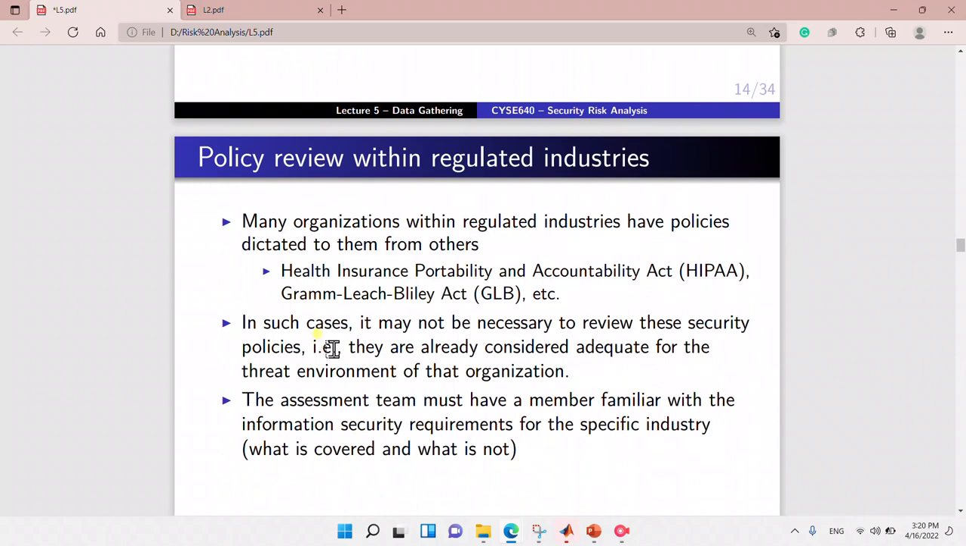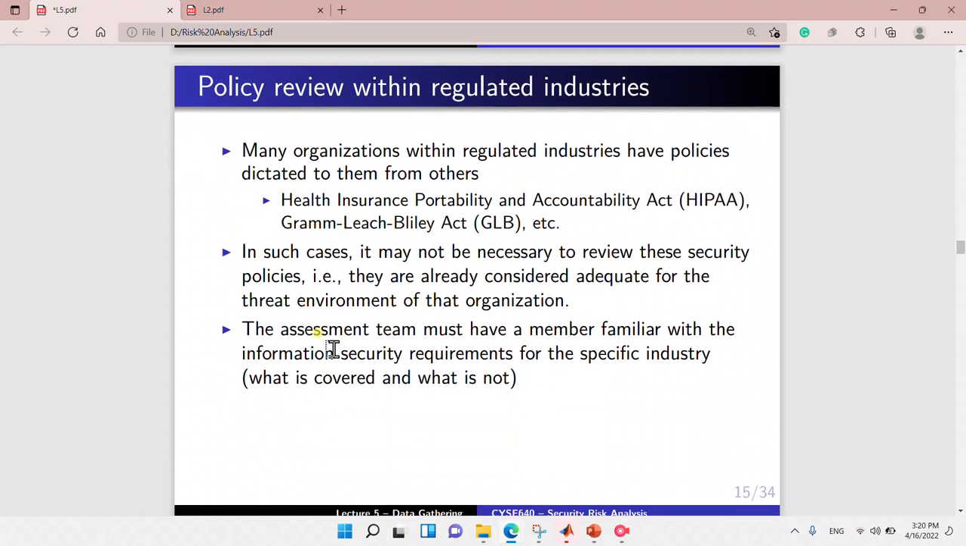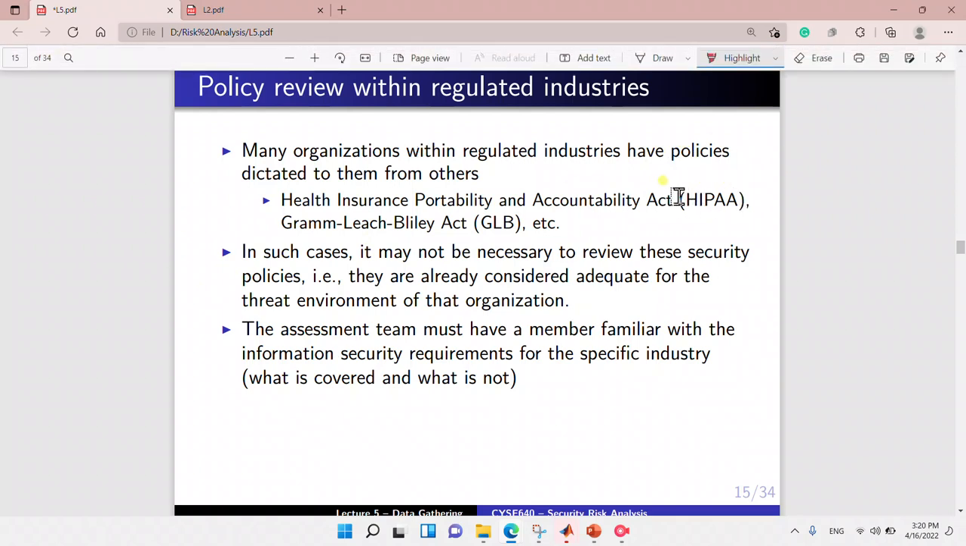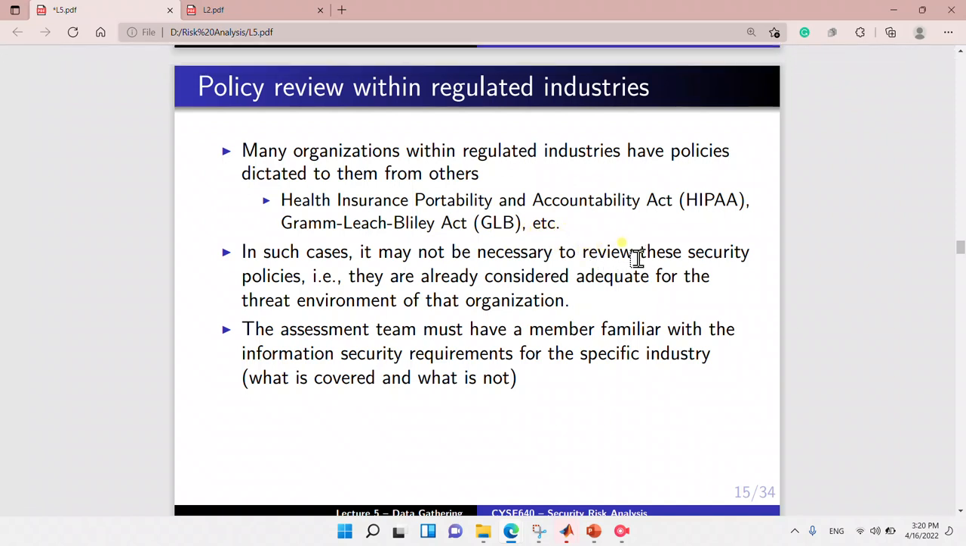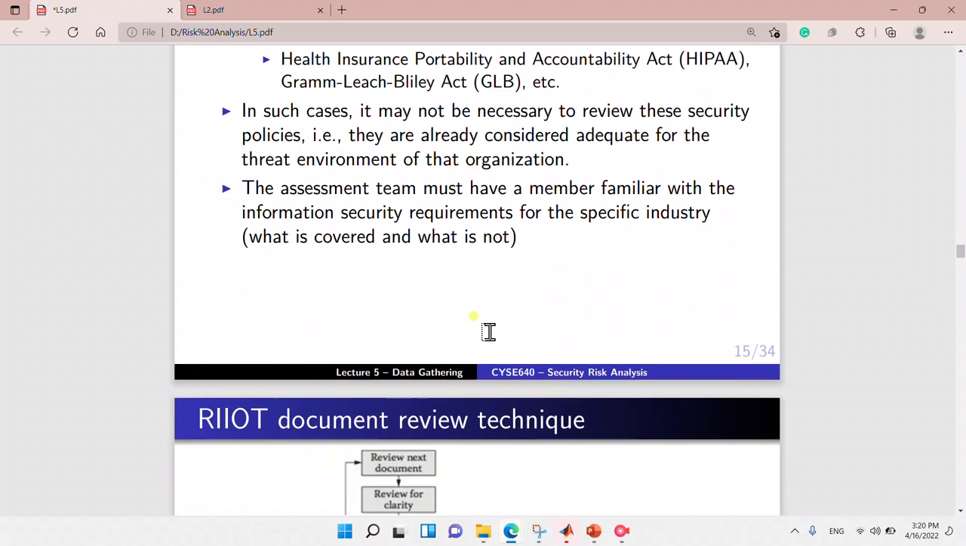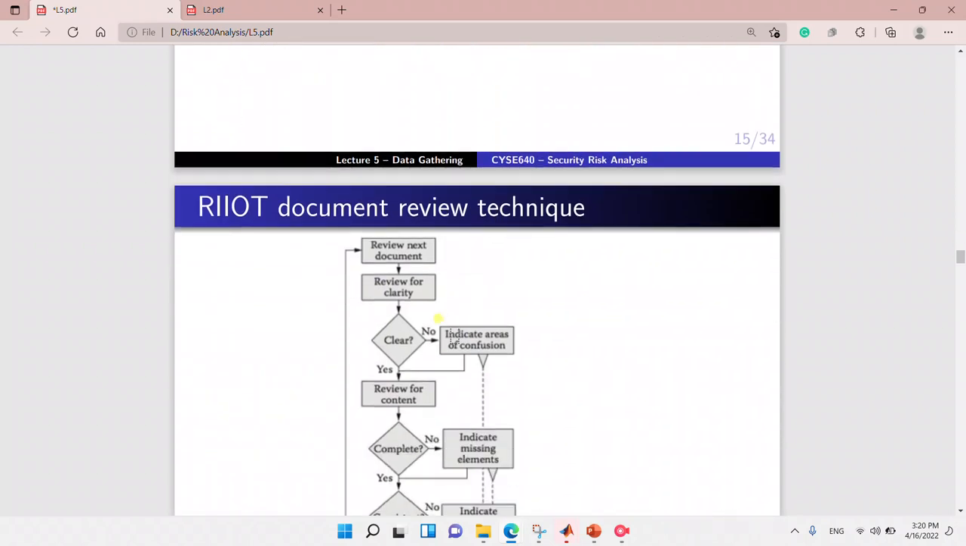Now we have the Policy Review within Regulated Industries. Okay, so we will have policies dedicated to these industries. This way we don't need to do a review, because it is usually covered by the policy. And the Assessment Team must have a member familiar with the information security requirements, who has a background about the policy.